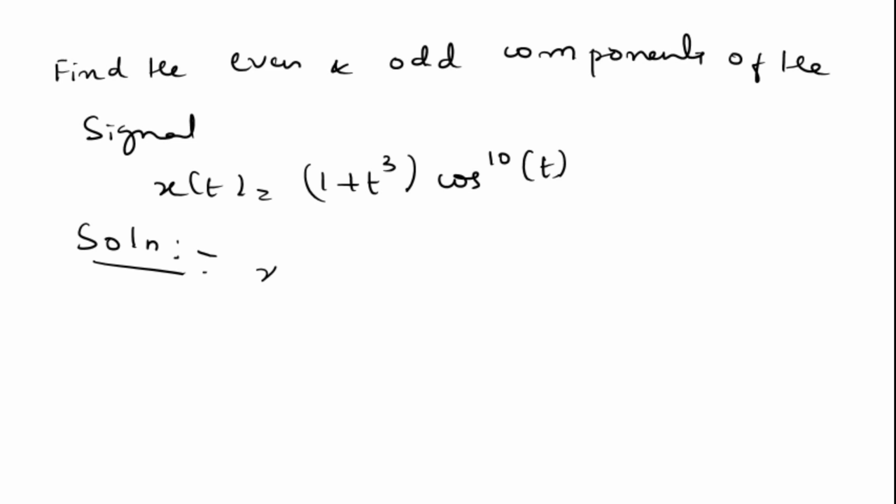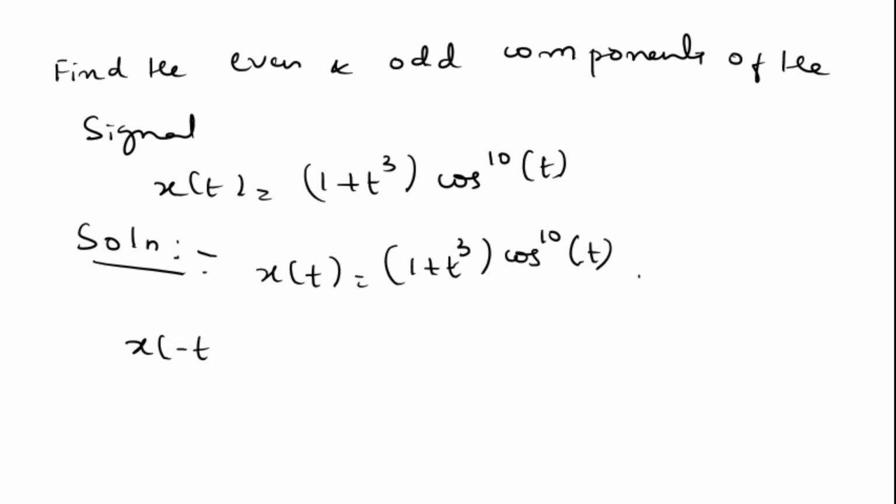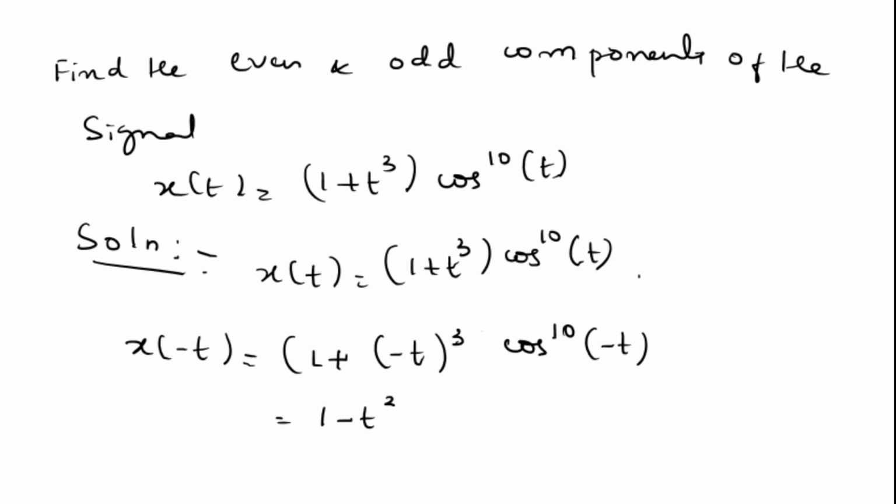It is given x of t is equal to 1 plus t cube into cos to the power 10 into t. We know that x of minus t is equal to 1 plus minus t cube into cos to the power 10 into minus t, which is equal to 1 minus t cube into cos to the power 10 into t.